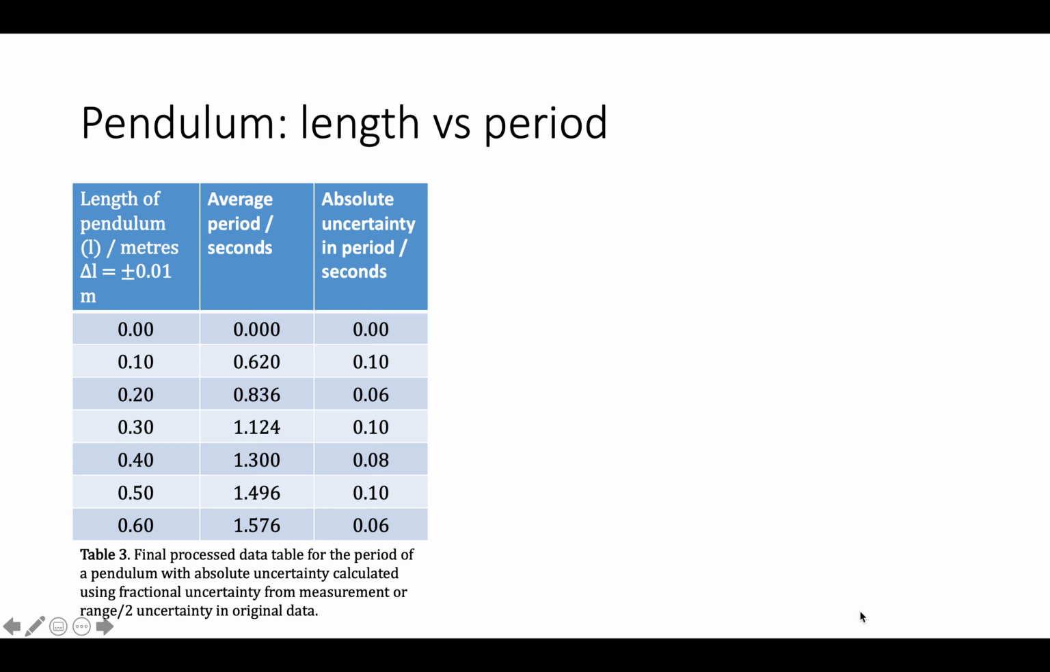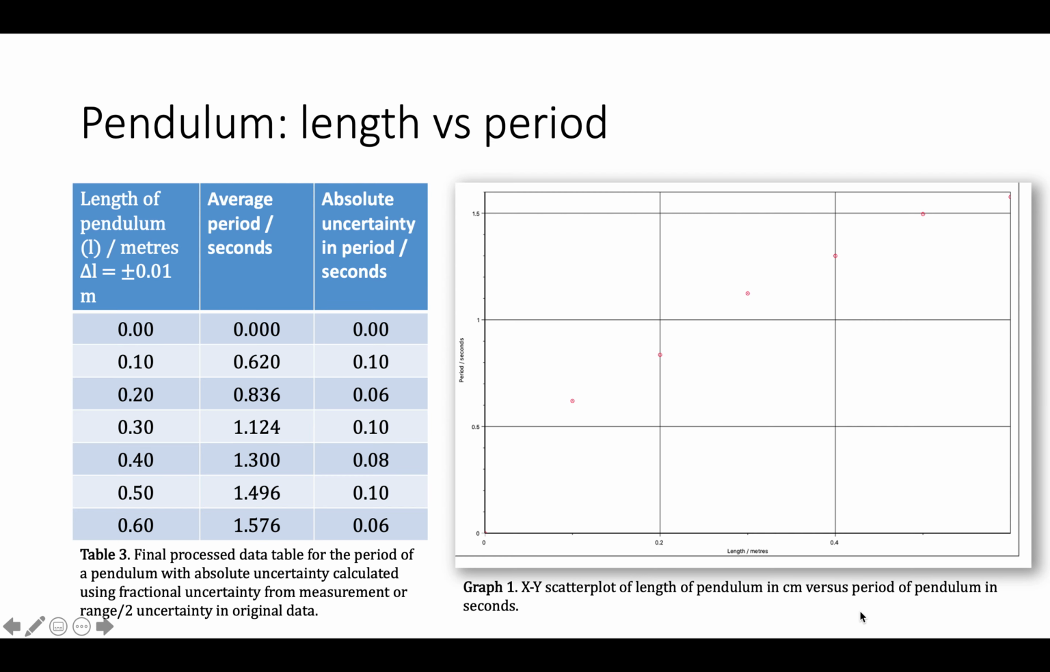So we have a length of pendulum with a built-in uncertainty. We have the average period in seconds and an absolute uncertainty for that average period in seconds. And we can plot this on a graph. I am using here Logger Pro. You could use Microsoft Excel, which is another very good choice. Logger Pro is perhaps easier to use at time of making this video. The advantage of Excel is it's more universal.